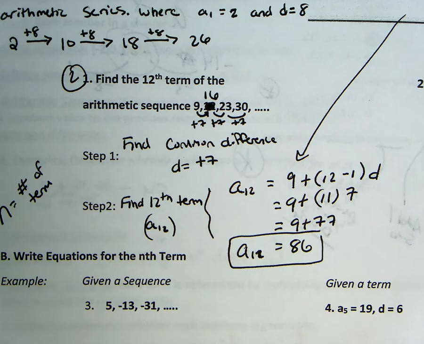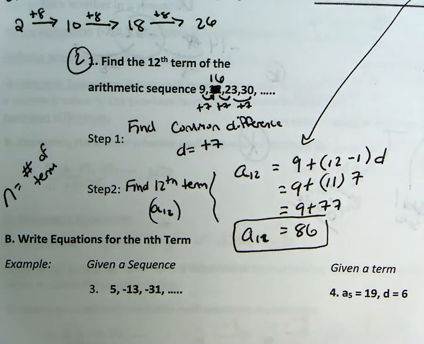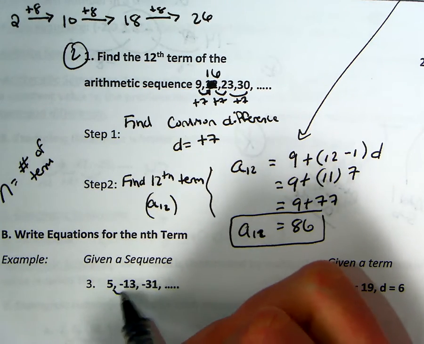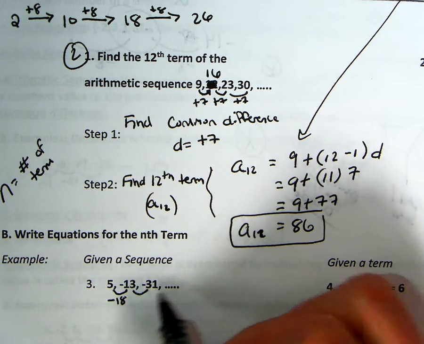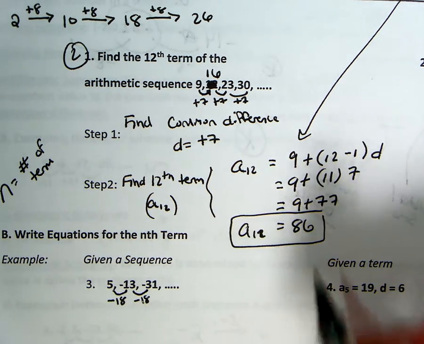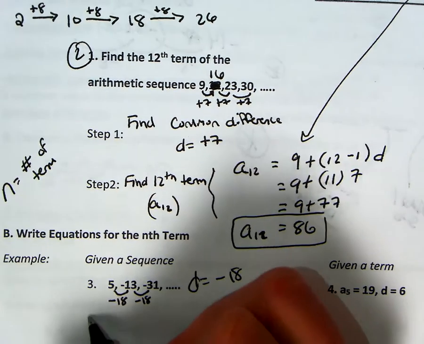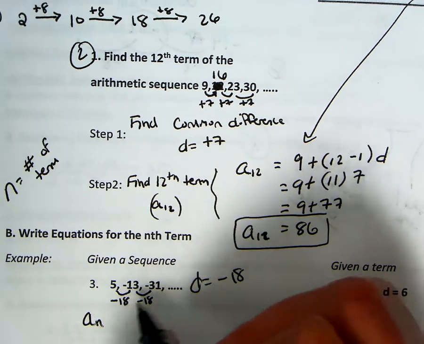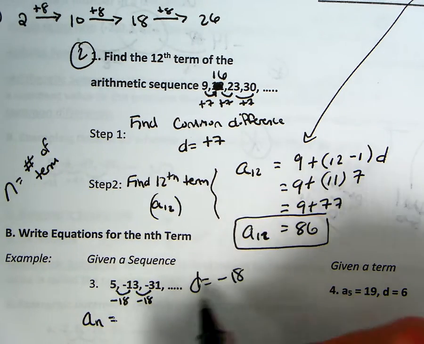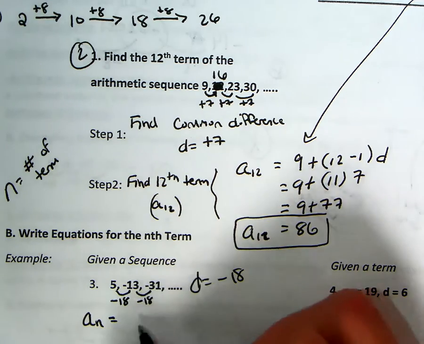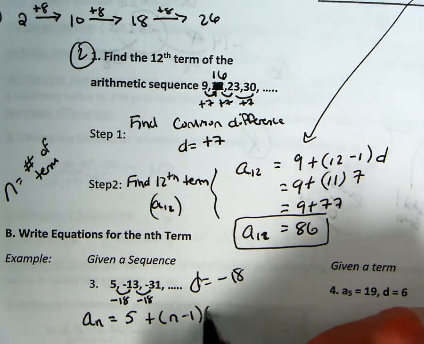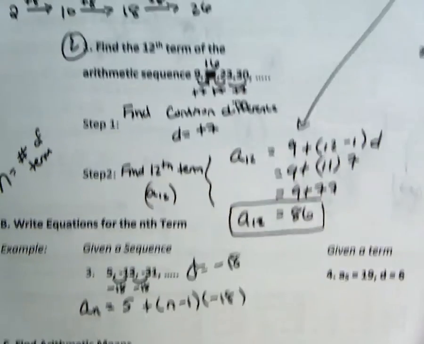And then for part B, write equations for the nth term. First things first, I need to figure out what is my common difference. So I go from 5 to negative 13, I get negative 18, negative 13 and negative 31, minus 18. So we know that our D equals negative 18. And now I'm going to use the formula and plug in what I know. So I have AN equals my first term, my A1 is 5 plus, and then N minus 1 times negative 18, like this.